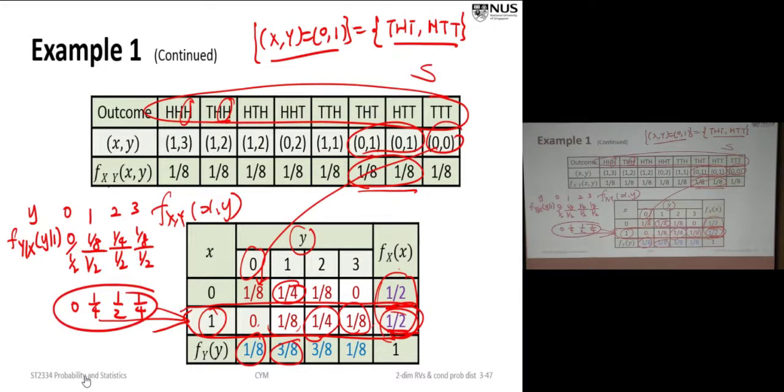So what does it mean? It means that if we know that the last flip is a head, then the total number of heads must be at least 1. Because the last one is a head. All right, so it cannot be 0. So you can see that when y equals 0, it is impossible. All right, so this is the conditional distribution of y given x equals 1.